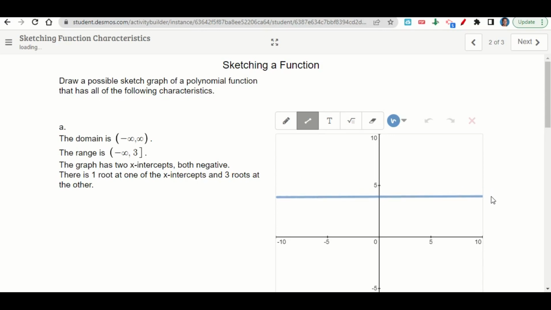That can represent my asymptote just like that. So I know it's not going to cross that line. So I just need to sketch everything below it. And it has 2 x-intercepts. Both of them are negative. So it doesn't matter where they are. It's just 2 of them are negative.